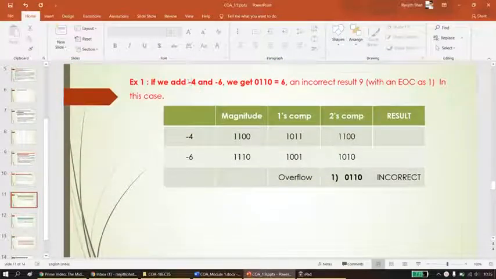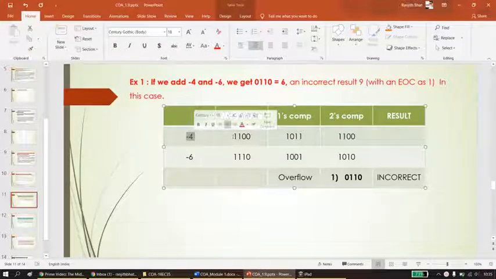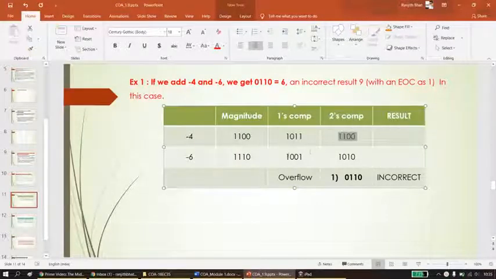Let us consider minus 4 and minus 6. I'm going to follow the same procedure: 1's complement, 2's complement, and result. So minus 4 is nothing but this in magnitude, this in 1's complement, and this is 2's complement. Minus 6 is nothing but minus, and this is 6. This is retaining the MSB and adding 1 to the rest of the 3 digits.